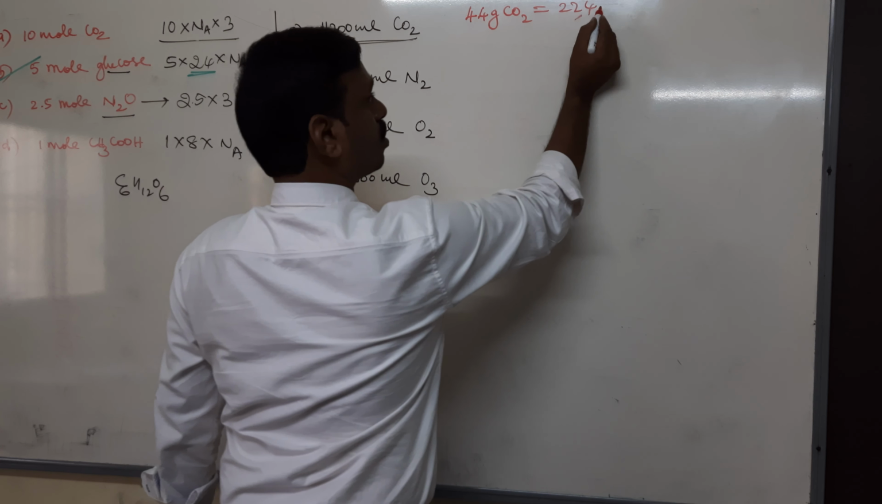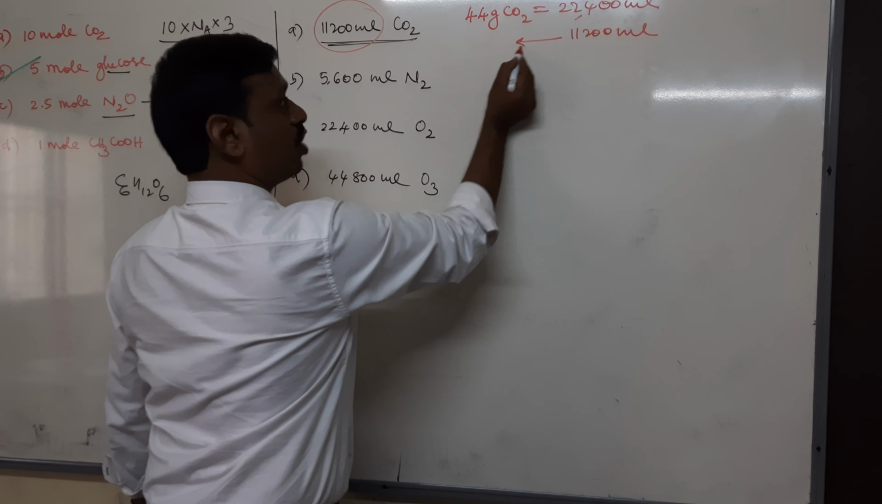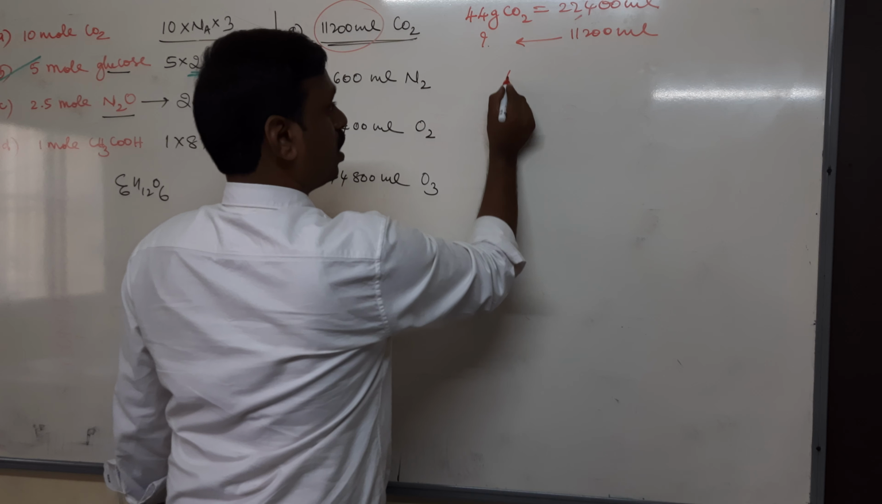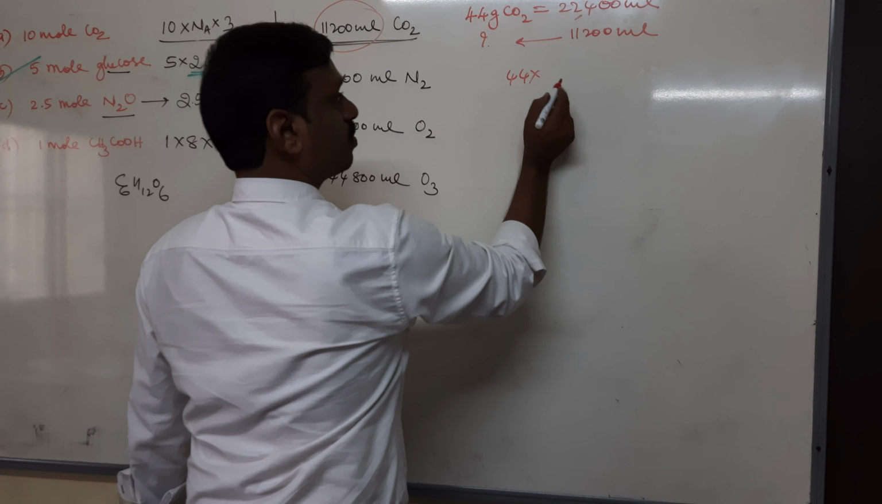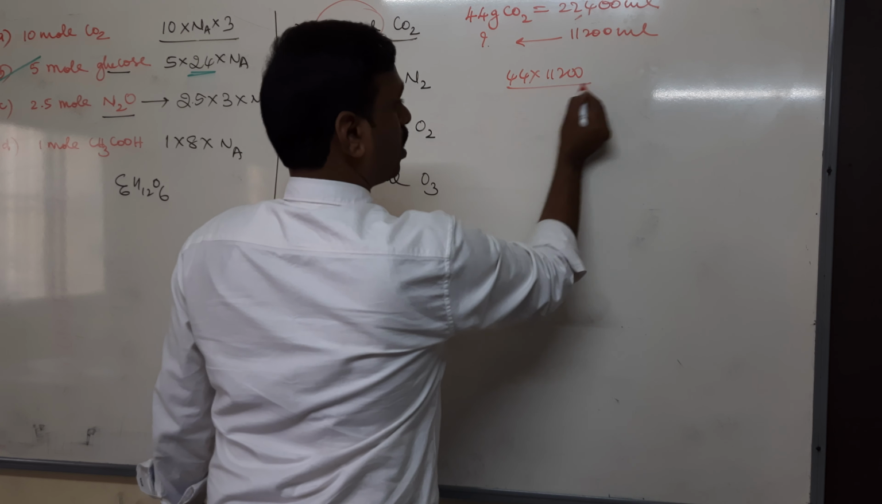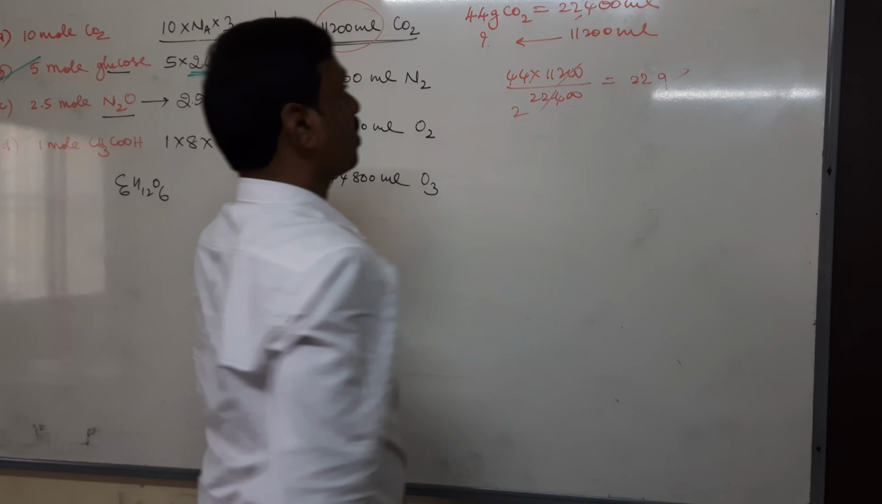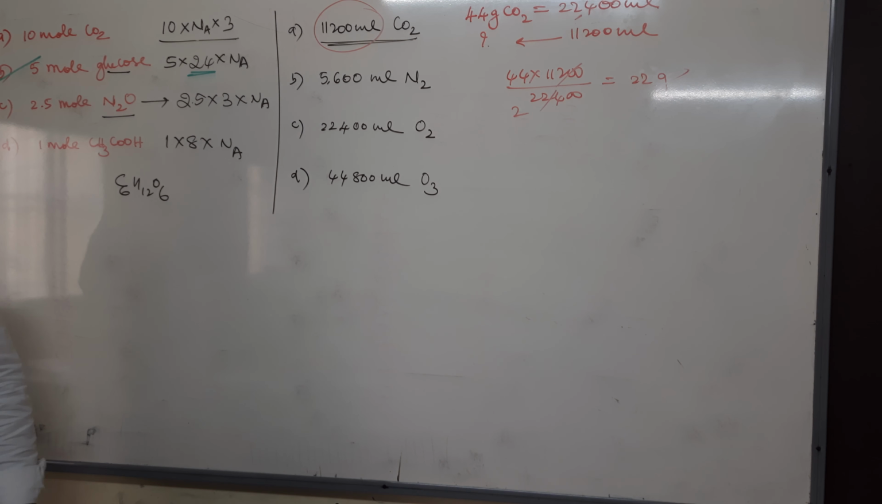But the question is what? We want to calculate mass, that too of 11,200 ml. So 11,200 ml of CO2, which mass is? Tell me. How do you calculate? It is 44 into this, right? 11,200 ml divided by 22,400 ml. It is half, it means 22 grams. Understand?